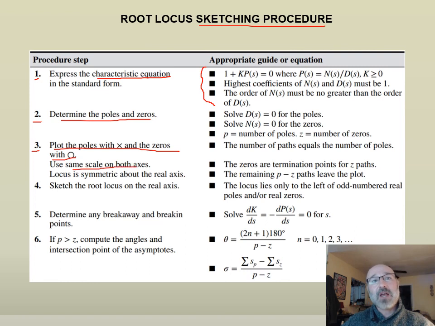Use the same scale on both axes. And again, note that the locus is going to be symmetric about our real axis, which we saw in a couple of examples as well. Step 4 in our procedure is to sketch the root locus on the real axis first, and then determine any breakaway or break-in points in step 5. And if P is greater than Z, compute the angles and the intersection points of our asymptotes.